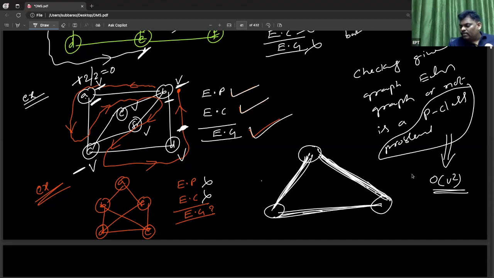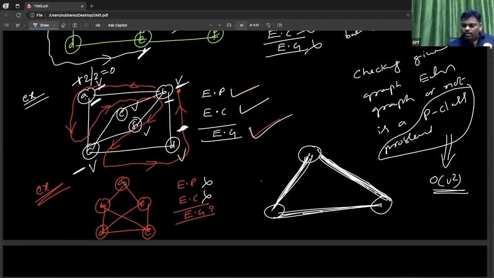Anyhow, you have to study this in algorithms, and maybe in data structures it is also required, so it is better to say it here. The time complexity to verify whether a given graph is a Euler graph or not is order of V square, because if every person has even degree, it is a Euler graph, otherwise it is not a Euler graph.